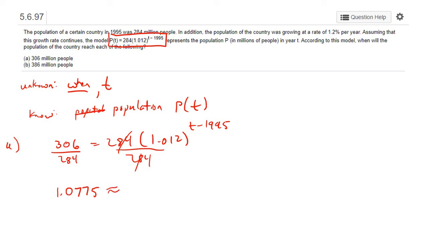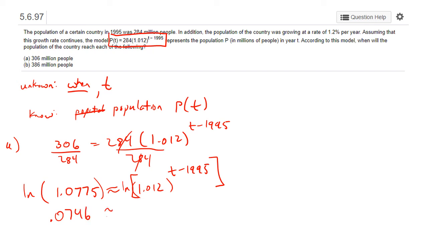1.0775 is approximately 1.012 to the t minus 1995. Now if I take a natural log of both sides, we'll get that the natural log of 1.0775, which is approximately 0.0746, okay, now on the right-hand side, I'm going to take this exponent of t minus 1995 and bring it down as a factor.